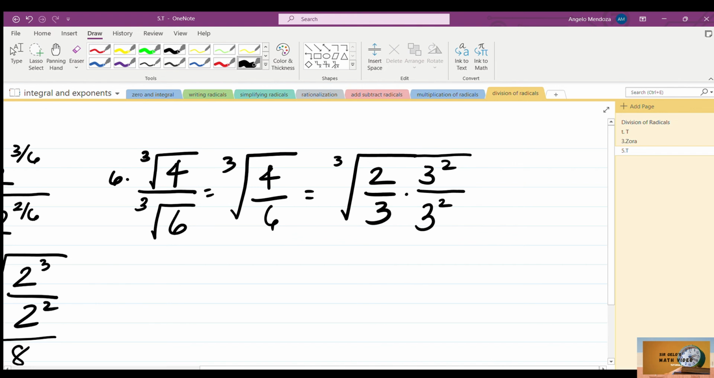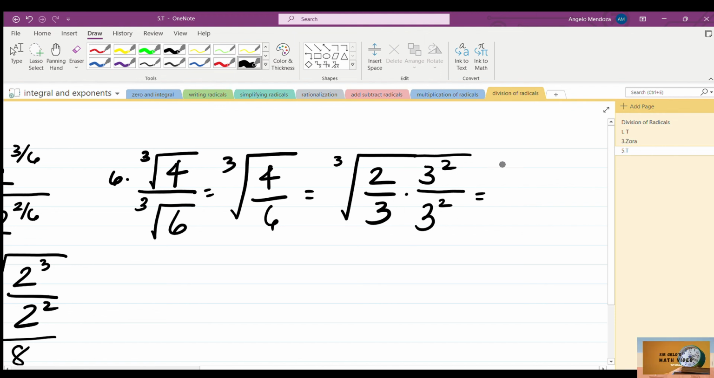So why do we have to do that? Since the index is 3 and the denominator here is 3, we have to add 3 squared in order to have the same index, once we add 1 and 2. Okay, since as we all know, there will be no radical sign in the denominator, so we have to rationalize. So this is the rationalization part.